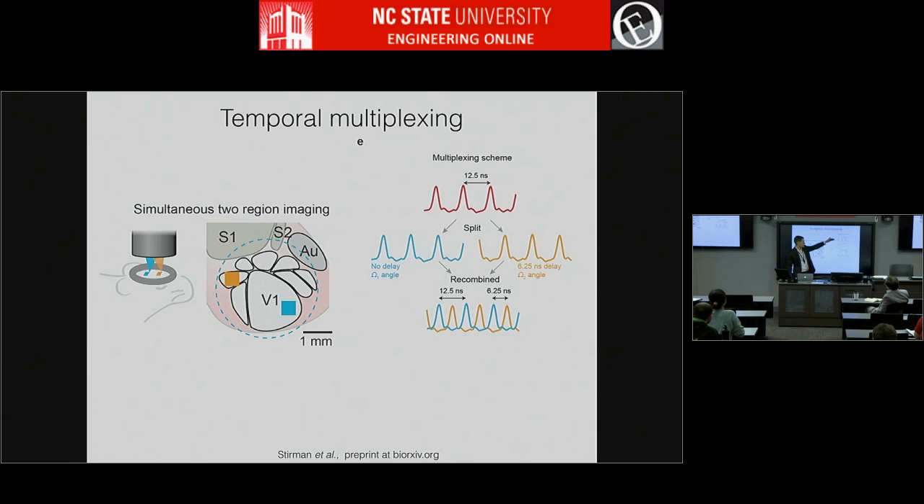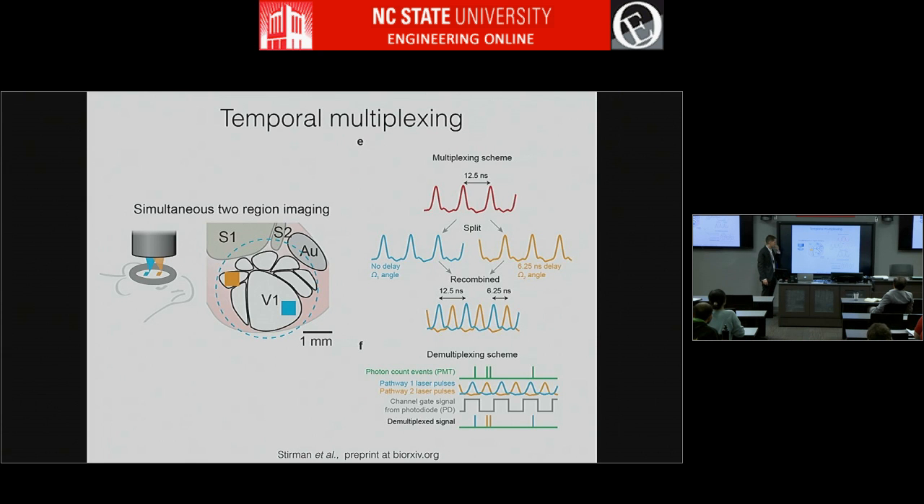So, it's basically just showing this. Actually, it's easier to see on the next slide where I'll show you the system layout. But first, real quickly, I'll talk about the demultiplexing scheme. It's fairly easy to point these two beams at two different areas.